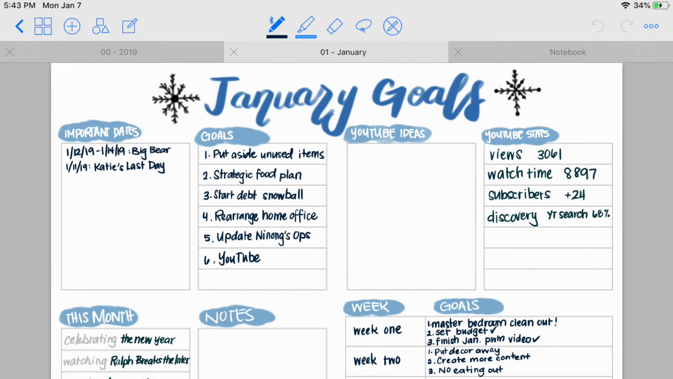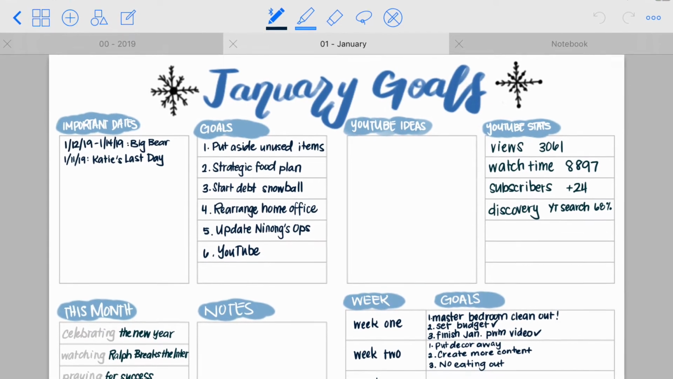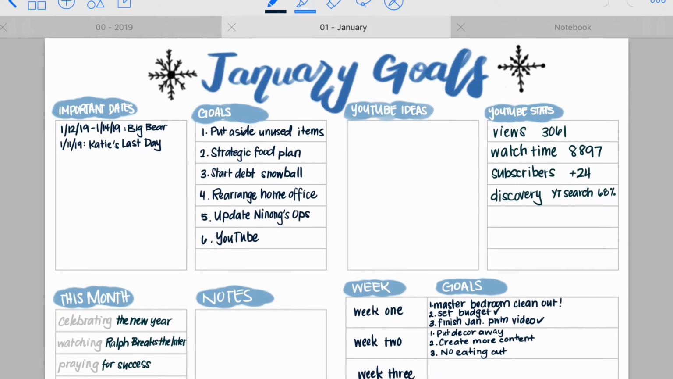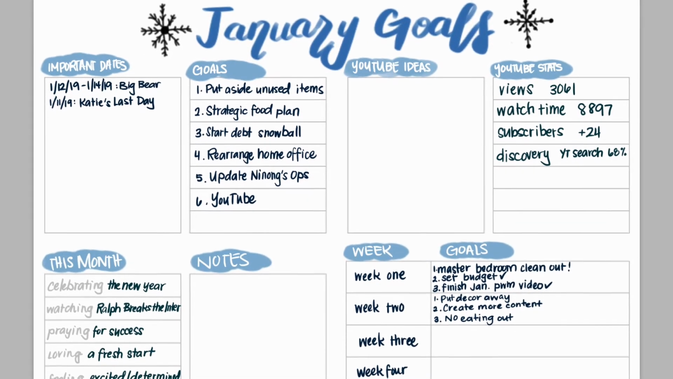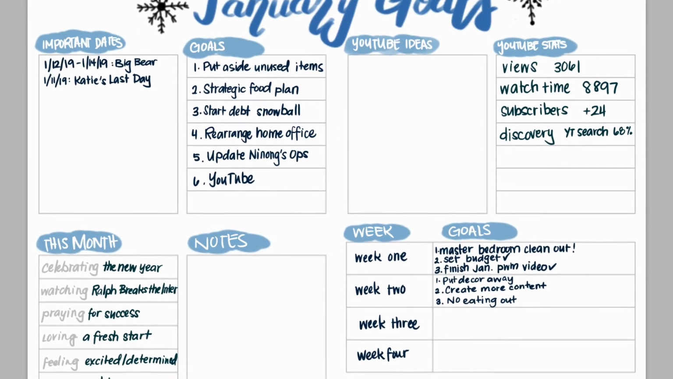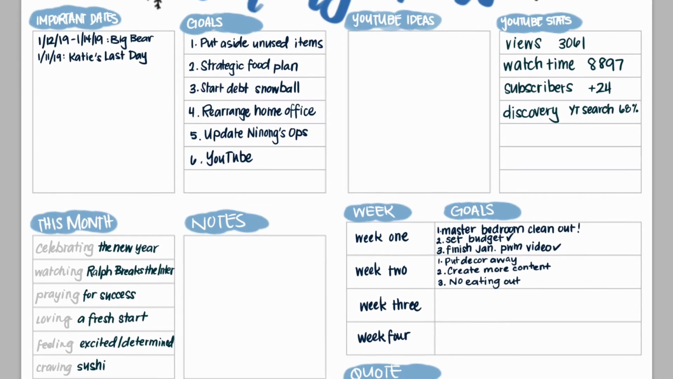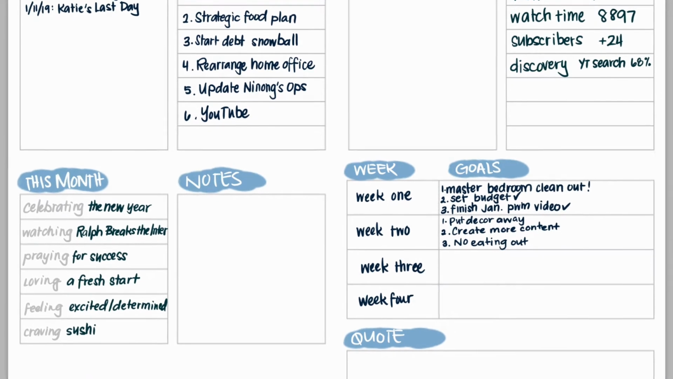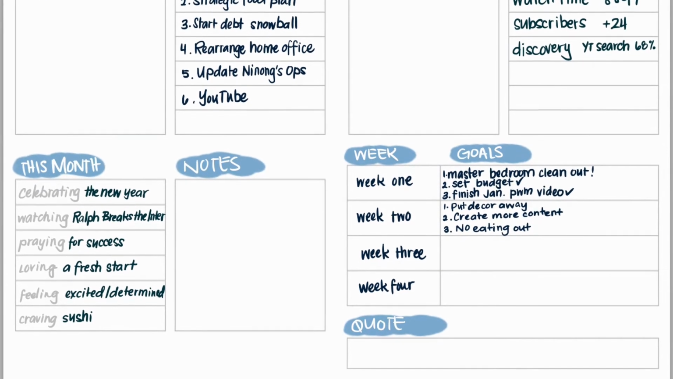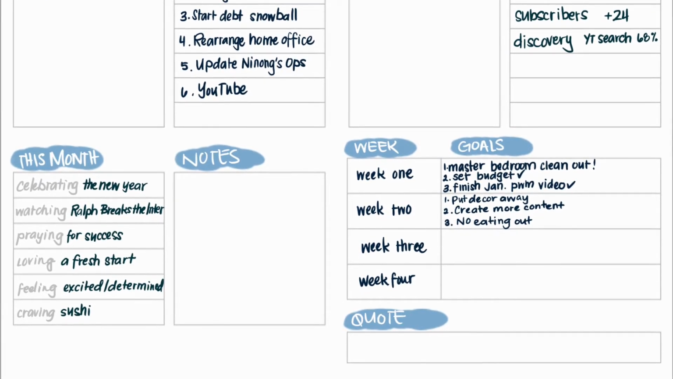Now the rest of the layout is a little bit different. I've decided to put my YouTube stats and goals, since growing my YouTube channel is one of my goals for this particular month. I have my quote for the week underneath that, and then I have an area for notes, and then a cute little area where I put this month: celebrating, watching, praying, loving, feeling, and craving. Just something fun, a little reflective area for me to fill out that's not so goal-oriented. It's just how I am at that moment.